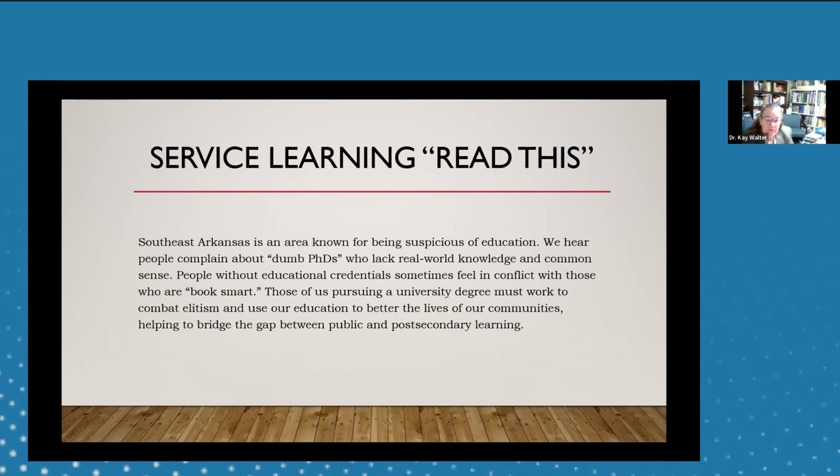And those who pursue university degrees, like my students, have to combat elitism and use our education to better our communities and help bridge the gap. And elitism is a word that my students and I have to really discuss, and we talk about. They know what elite means, but they have no idea what elitism is. And we have to learn to not hold ourselves above those who can't aspire to an education, but to use our education in service to our communities.